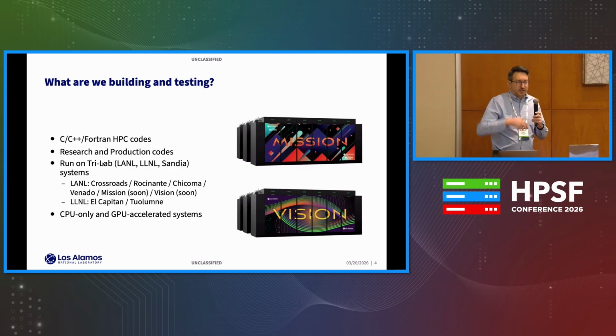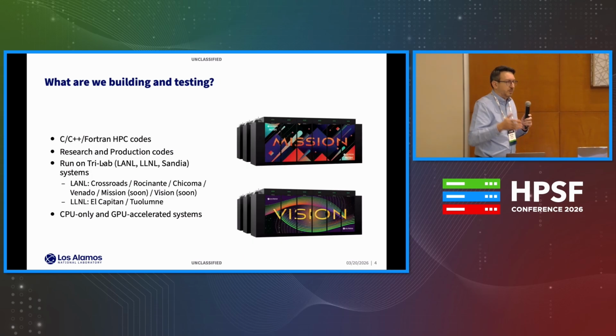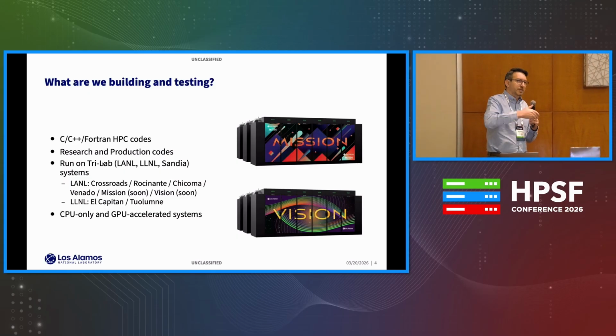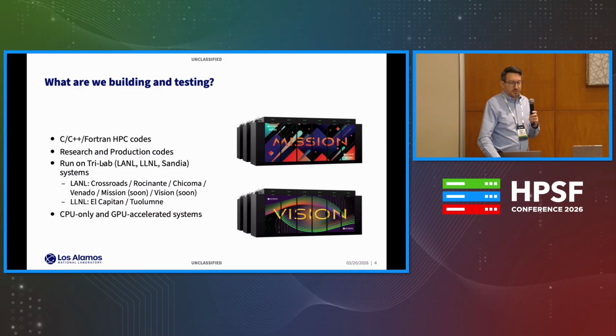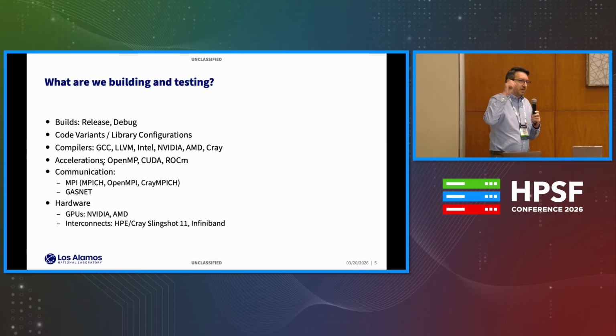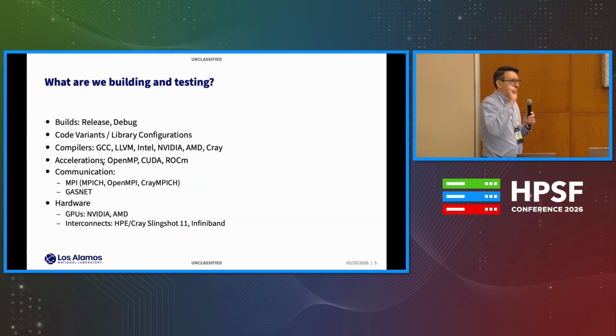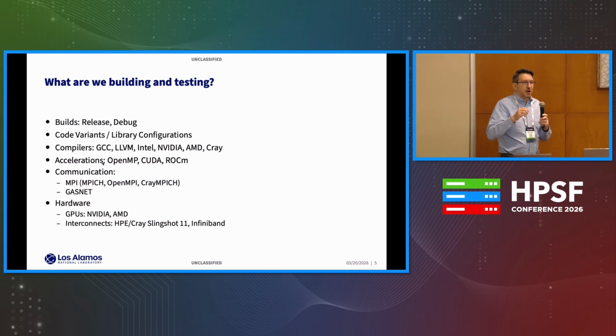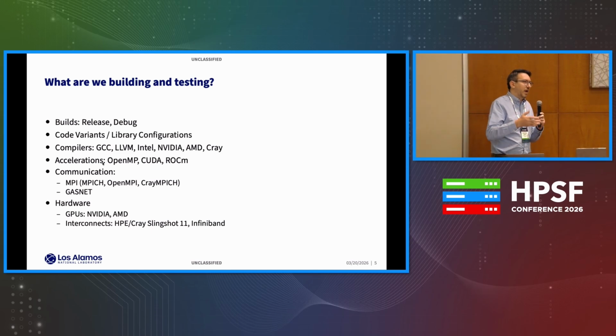Just to reset the scene, I work on multiple code teams at LANL that do HPC software that has to work on the current and the next generation of HPC systems. So we're dealing with a mix of production codes, research codes, and a mix of CPU and GPU accelerated programs. Now, when we develop the software, we are not interested in a single configuration of our software. We're exploring new avenues. We're trying new programming models, different compilers, different networking stacks, different technologies, and of course, different hardware.